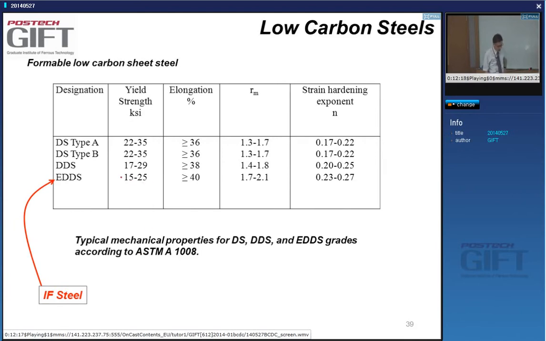Again, here the American standards for these cold roll grades. Again, very large elongations, high R values. In this case, the mean value of the normal anisotropy is specified. But again, large values. In the case of the extra deep drawing steels, the mean R value has to be 1.7 to 2.1, so that's really high, and also a high strain hardening exponent.